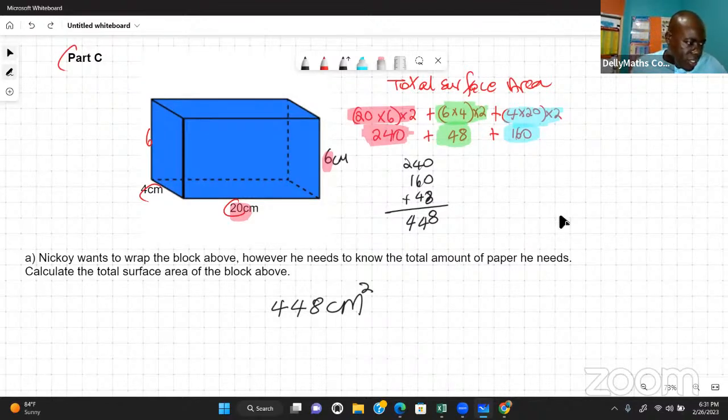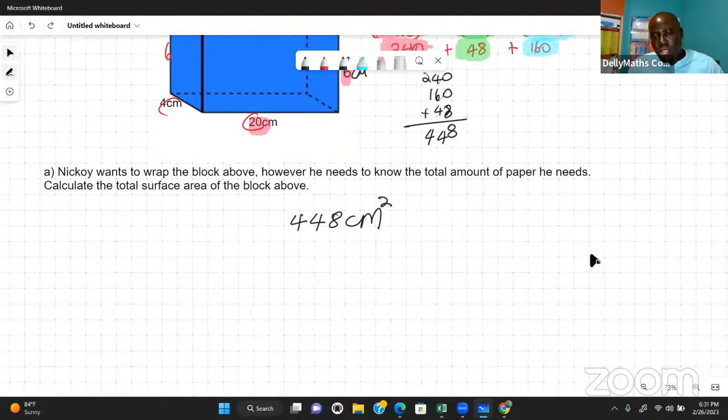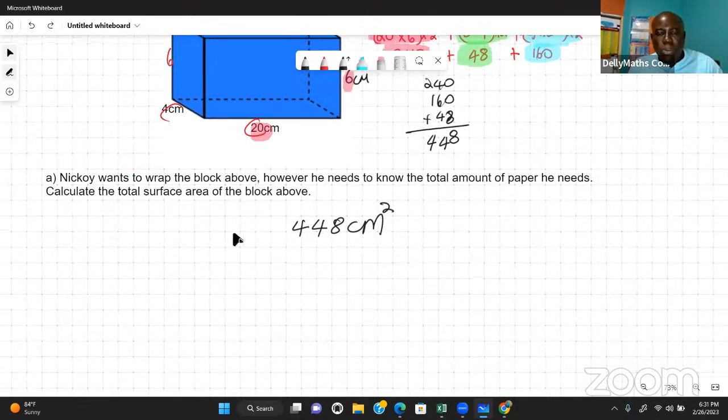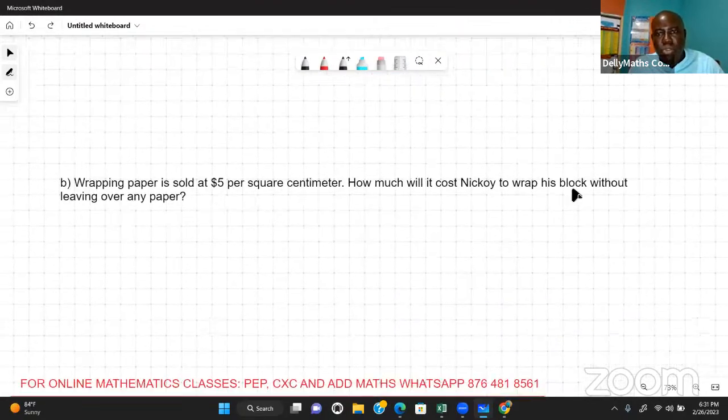Make sure you double check so you don't make errors. You can't afford to make errors when you're going with these calculations. So there it is now. Watch this. Nikoi would need that amount of paper. So the paper must be measured to that amount that he will be using to wrap this new shape.